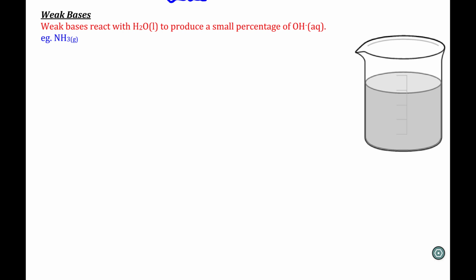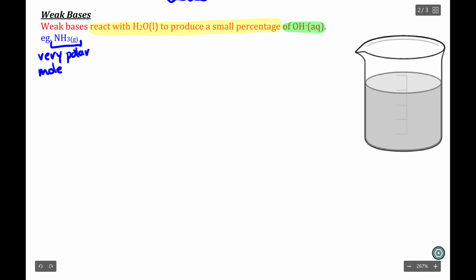So weak bases have a similar definition to weak acids in that they are going to react with water to produce a small percentage, but this time, of course, it's going to be of hydroxide ion because it's a base, and they're acting as a proton acceptor. So really weak bases fall into 2 major categories. You can have some that are very polar molecules. The only one that we really look at this level is NH3 or ammonia. It's a very common base.